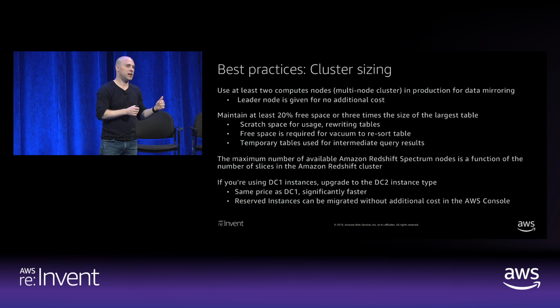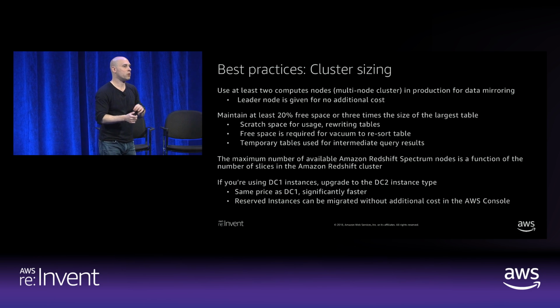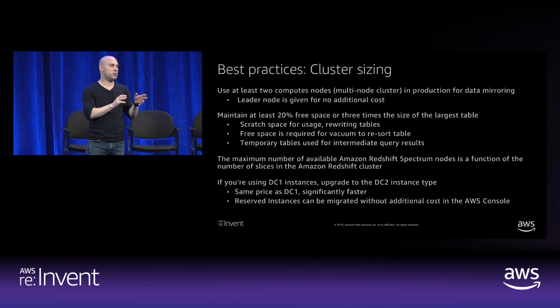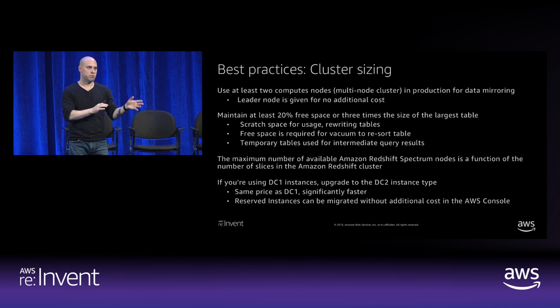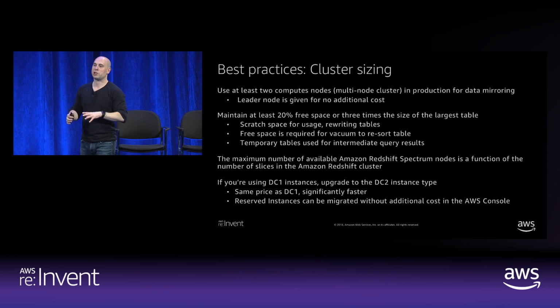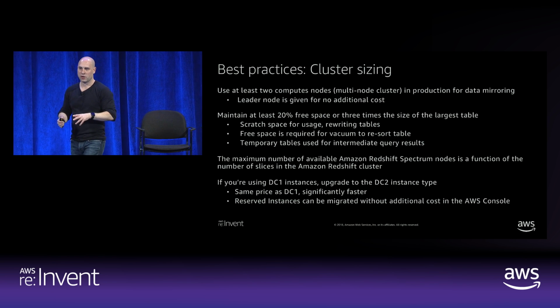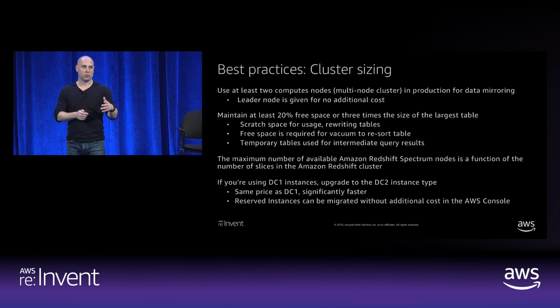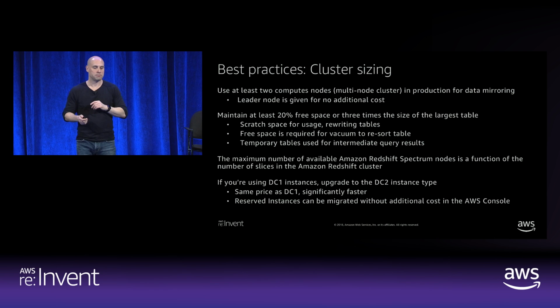If you have reserved instances on DC1, we are letting you migrate your reserved instance at no cost to a DC2 reserved instance. So you can just move the reserved instance, and you can do that now in the console. We want you to be using the latest hardware with Redshift wherever possible. We want you to have the best experience with Redshift, so we don't ever want you lingering around on old hardware.